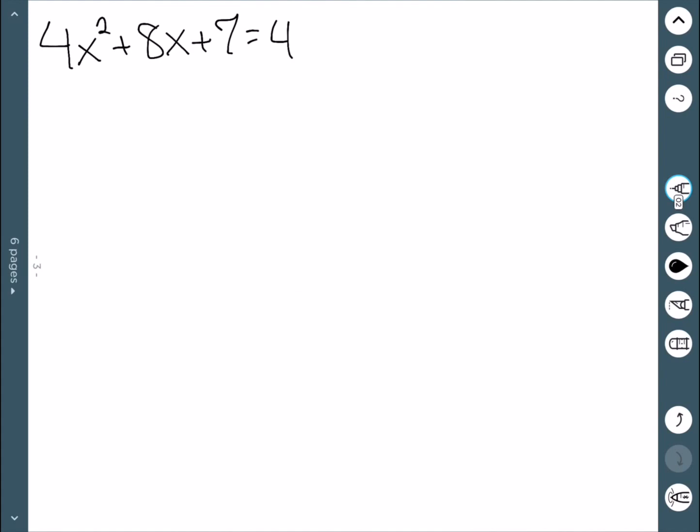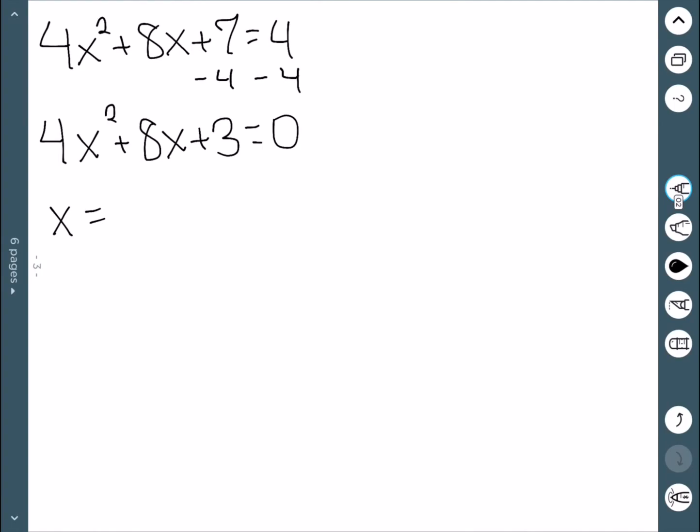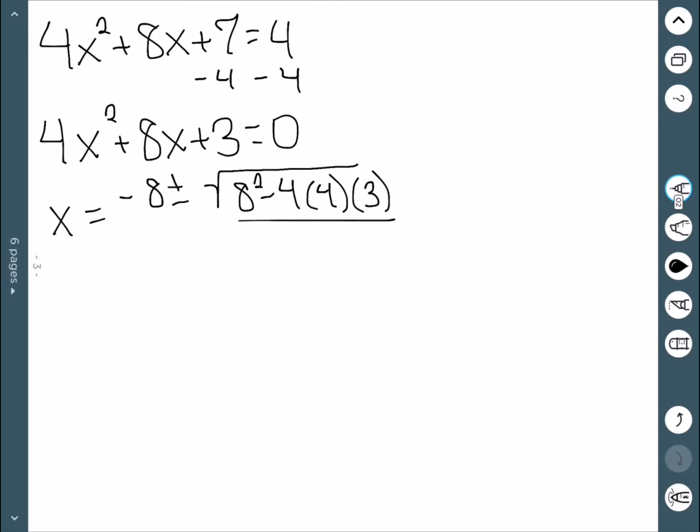Here's our first example. 4x squared plus 8x plus 7 equal to 4. The first part with the quadratic formula is that you have to make sure it's equal to 0. So we'll subtract 4 from both sides to get 4x squared plus 8x plus 3 equal to 0. I then have negative b, which is negative 8, plus or minus the square root of b squared, which is 8 squared, minus 4 times a, which is 4, times c, which is 3, all over 2 times a, which is 4.